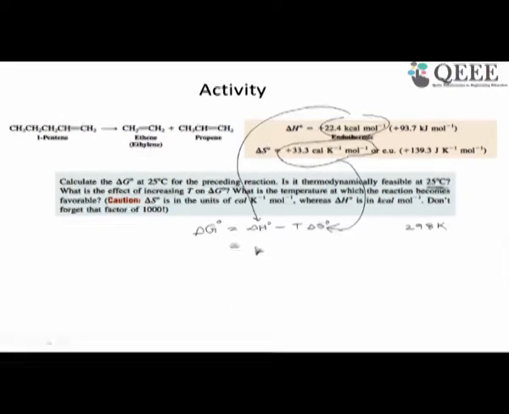Delta H is plus 22.4. Since temperature has to be in Kelvin, I will write 298, and delta S we know it is in calories per Kelvin per mole. Since delta H we have written in kilocalories, this we need to convert into calories. That you can write as 0.0333. You just have to divide that by 1000 to convert this to kilocalories. So then it comes to 12.5 kilocalories per mole.